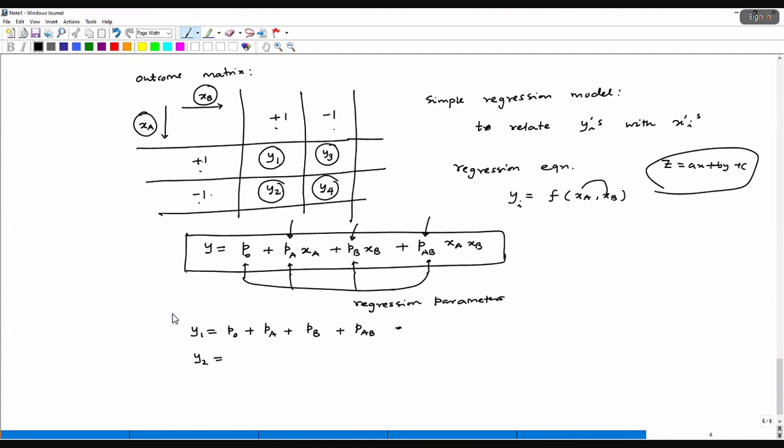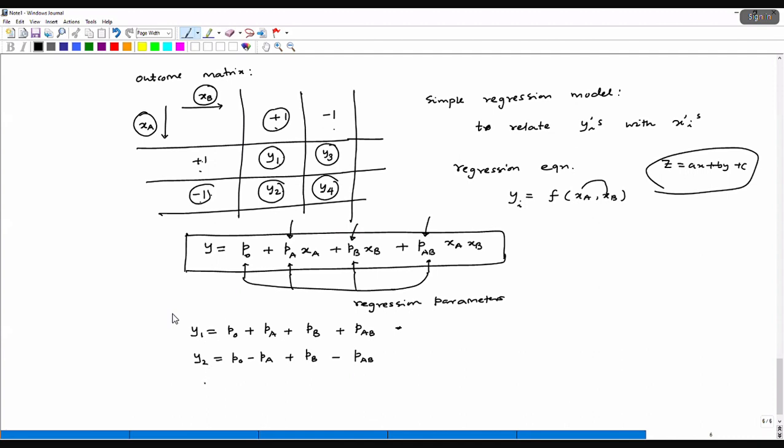is here. xa is minus 1. So p naught minus pa. xb is 1, plus pb. So when xa is minus 1 and xb is plus 1, xa into xb will be minus pab. Right? This is y2.